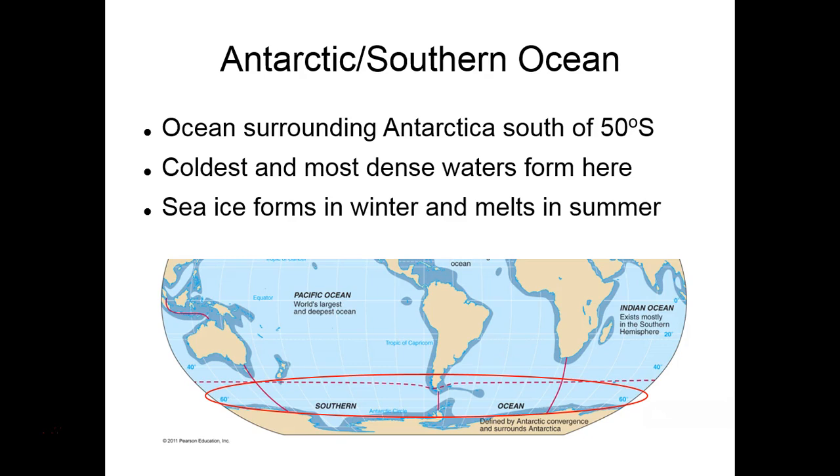There is, like the Arctic Ocean, seasonal changes in the amount of sea ice. So in the wintertime, you have sea ice forming and extending from Antarctica, and in the summertime, it melts. Now, I want to point out that the Arctic Ocean does not surround land. There is no land around the North Pole. However, the Southern Ocean surrounds the Antarctic continent, so there is land around the South Pole.